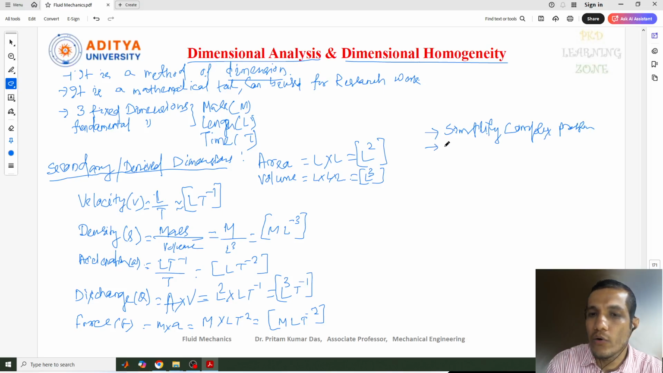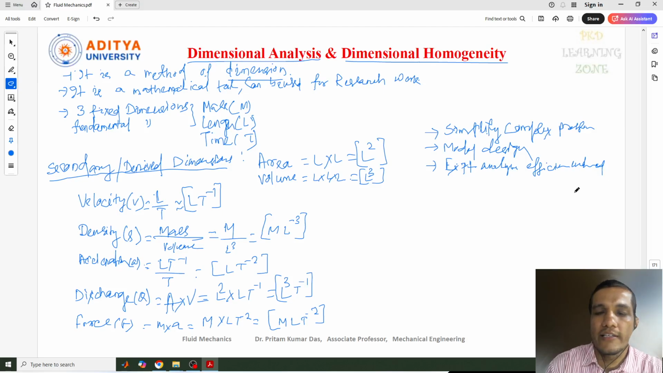And apart from that, we can design some models. By this analysis, model design can be done. And if you do some analysis initially, then it will be helpful for the experiment, so that we can increase the experimental analysis efficiency. Efficiency enhancement, you can do that. Okay, these are some basic things as I told you.